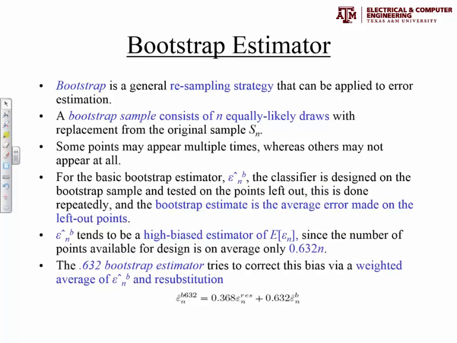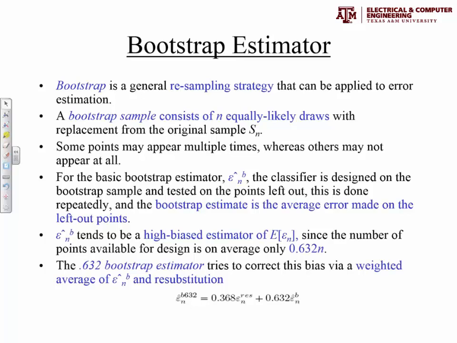Another resampling strategy is what is called bootstrap. And again, these are all ad hoc methods. Somebody said leave one out, somebody will do k-fold cross-validation. The bootstrap is another method. It's a general resampling strategy which can be applied to error estimation. A bootstrap sample will consist of n equally likely draws with replacement from the original sample Sn. So you pick these out, but with replacement from the original sample.